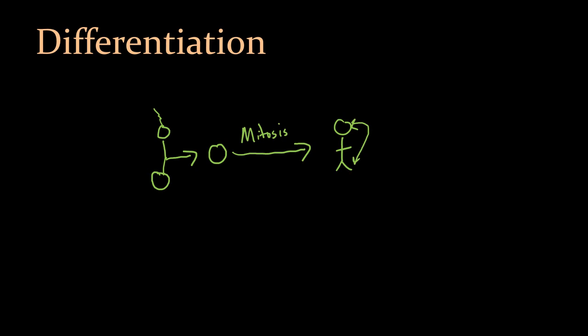But how's that possible? The head cell has the same DNA as the foot cell, even though they're so different. Well, this requires differentiation. Different cells are exposed to different environments, in other words, different neighboring cells during the process of development, and they will therefore turn on or off specific genes to produce the right types of proteins and express the right traits depending on where they are in the body.